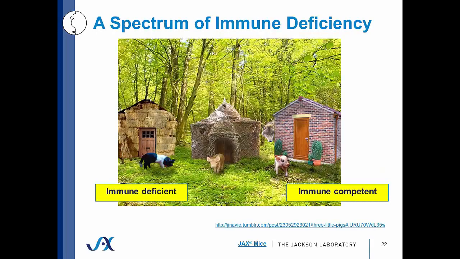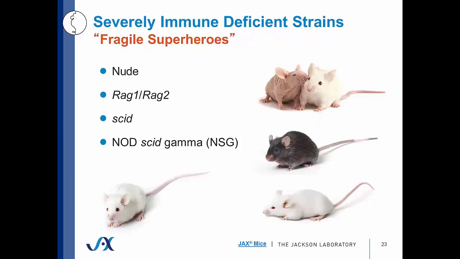And so when we start to talk about mouse models, we can really appreciate that there's a whole spectrum of immunodeficiency, and we kind of liken this to the three little pigs and their houses, where immunodeficient mouse models are more analogous to the pig that made his house out of straw, and immunocompetent models are more like the pig that made his house out of bricks. And even within immunodeficient mouse models, there's a whole spectrum of immunodeficiency. And we call these immunodeficient strains our fragile superheroes.